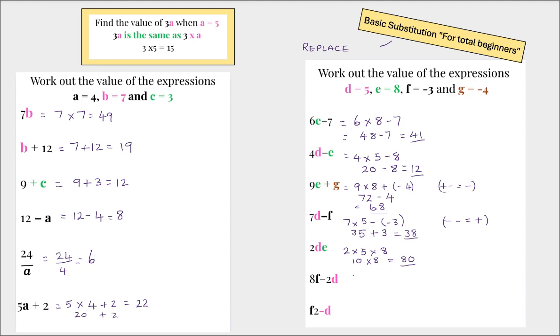Next one, we have 8 times, what's f? -3. Minus 2 times d, which is 5. Remember, separate it, break it down. 8 times 3 is 24. It's a negative, so it's -24. Minus 2 times 5, which is -10. Now remember, -24 minus 10, to think about it on the number line, it's going down. So the answer is -34.